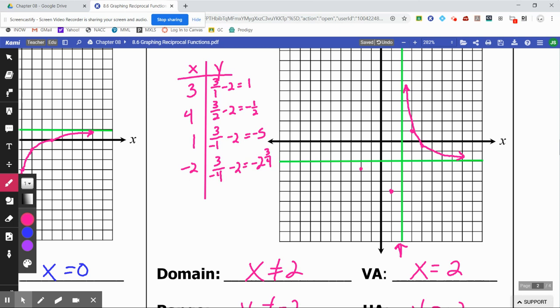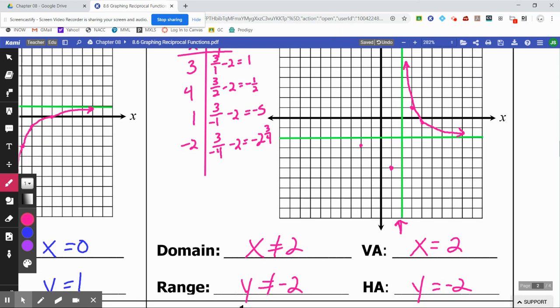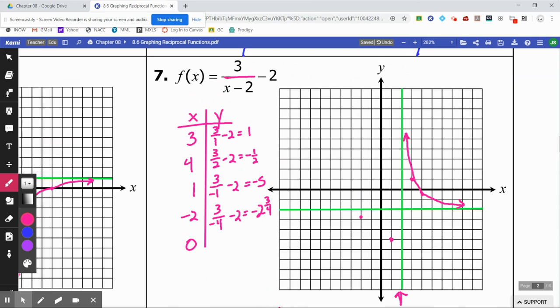And let's plug in some points in between there. Again, 0 would have been the easiest. When I plug in 0, you get 3 over 0 minus 2, so that'd be 3 over negative 2 minus 2. That's negative 1.5 minus 2, which is negative 3.5. So 0, negative 3.5. I believe it's right there. And again, that is simply going to follow this asymptote line. So just draw some lines, connect, and follow the asymptote lines, and there's your graph.